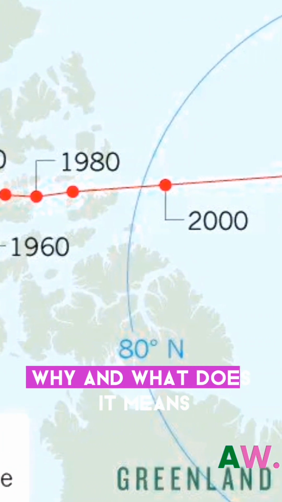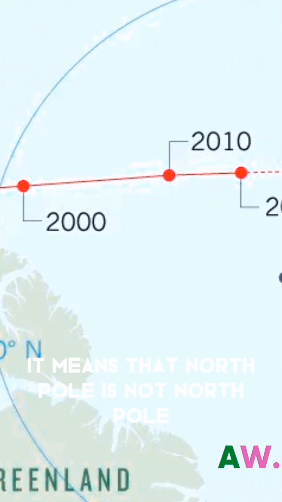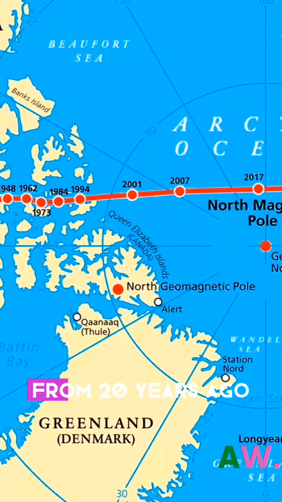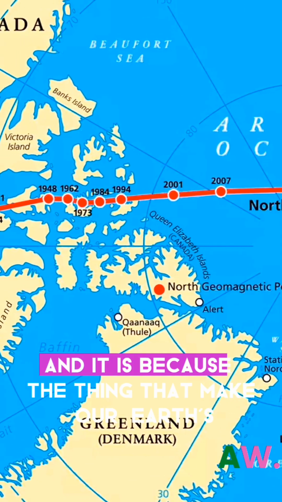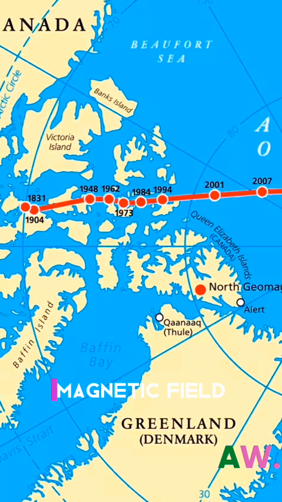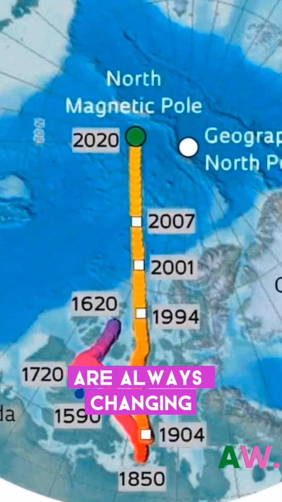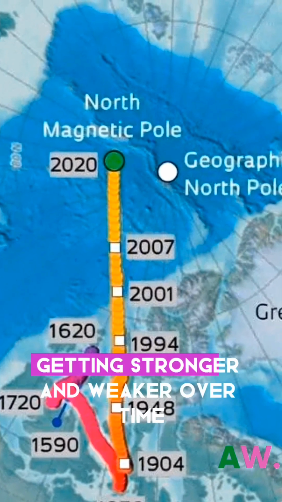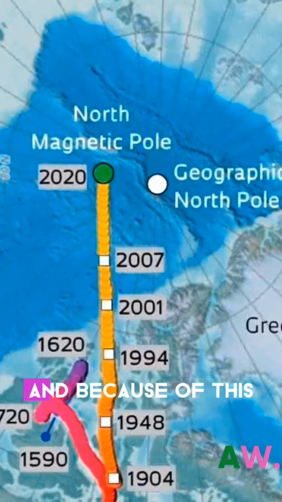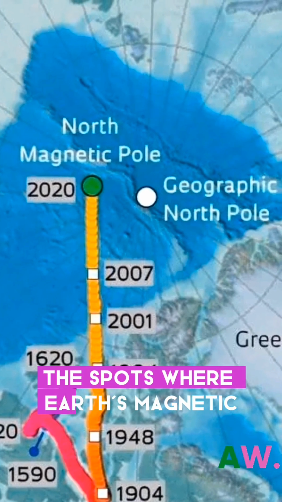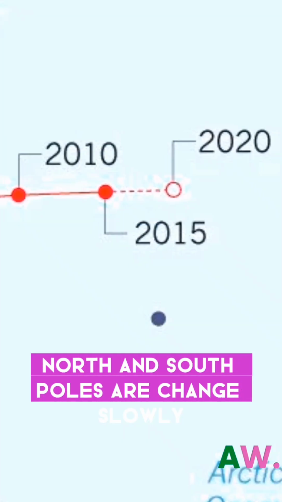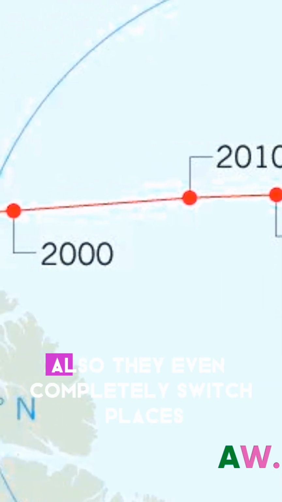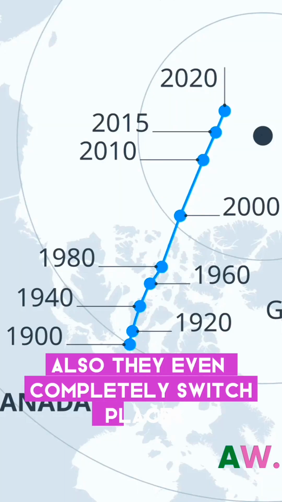Did you know the North Pole keeps changing? Why? And what does it mean? It means that North Pole is not North Pole from 20 years ago. It is because the things that make our Earth's magnetic field are always changing. So the field itself keeps changing too, getting stronger and weaker over time. And because of this, the spots where Earth's magnetic north and south poles are change slowly. Every 300,000 years or so, they even completely switch places.